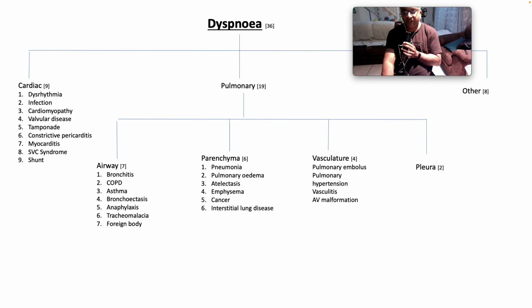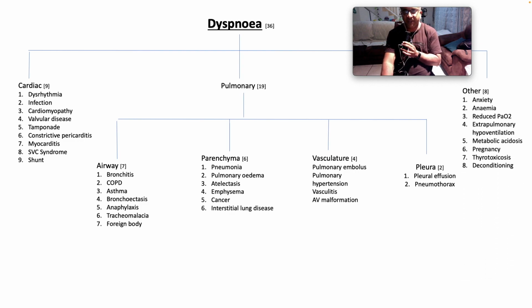What involves the vasculature, by and large, is pulmonary embolus, pulmonary hypertension, vasculitis, and arteriovenous malformations. What involves the pleura is pleural effusion and pneumothorax. We're going to take a closer look at those entities just now.